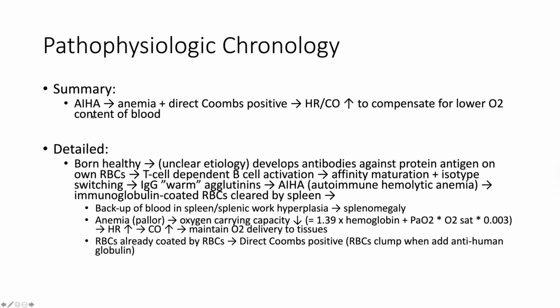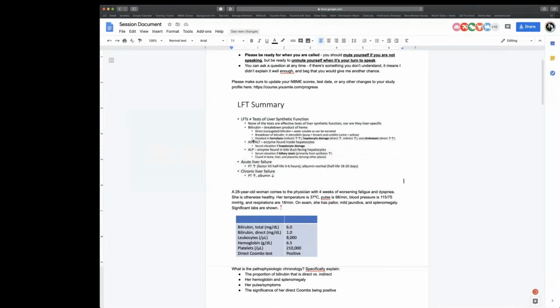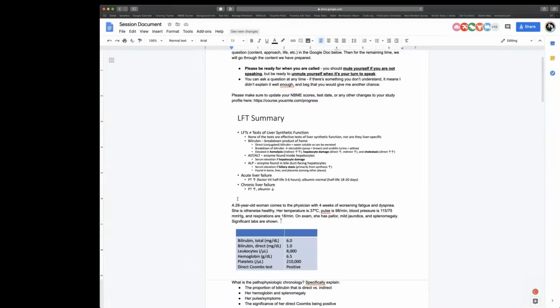So the summary would basically just be she has autoimmune hemolytic anemia. So she develops anemia, and that's why her direct Coombs is positive. And because her blood is carrying less oxygen, because she's anemic, she has to now increase her cardiac output to compensate for the lower oxygen content of the blood. So you can see the detailed pathophysiologic chronology, which I'll put into the Google Doc so you can see it. But you can see the more detailed one.